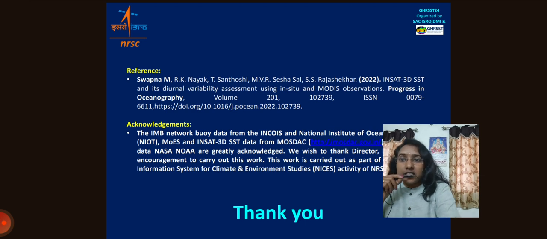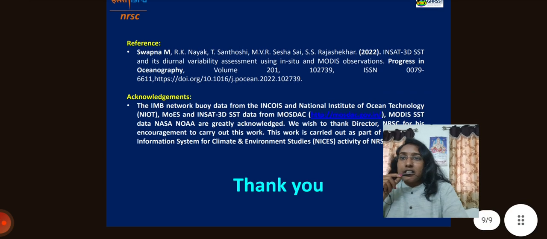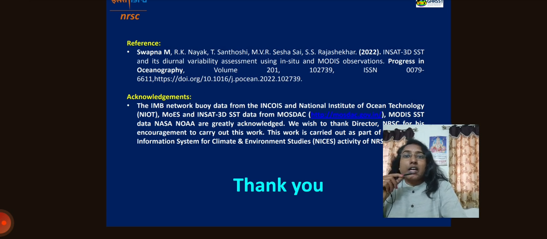And here I acknowledge the data provided by the Indian Moored Buoy Network from INCOIS, NIOT and MoES, and INSAT-3D data from MOSDAC, and MODIS SST data from NASA is greatly acknowledged, and I thank Director NRSC for his encouragement to carry out this work. This work is carried out as part of the National Information System for Climate and Environment Studies, which is a NICES activity of NRSC ISRO.